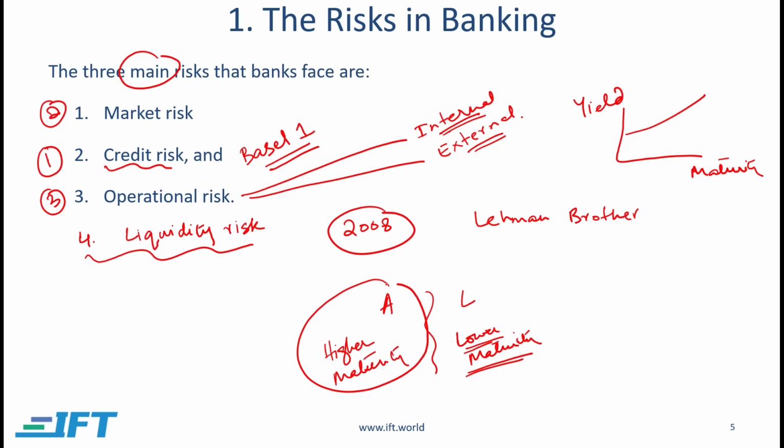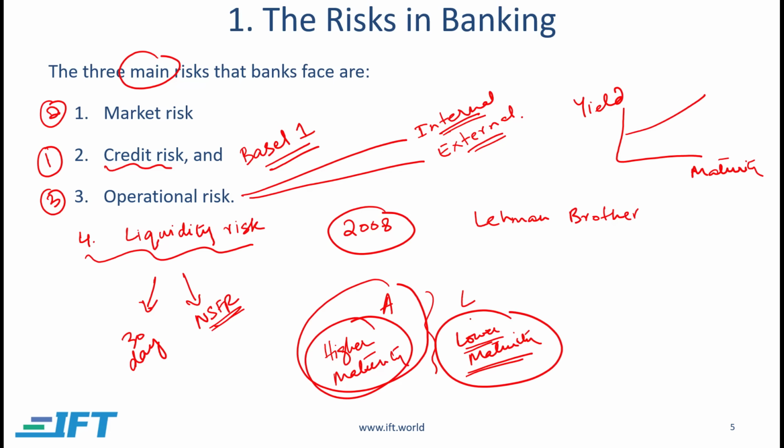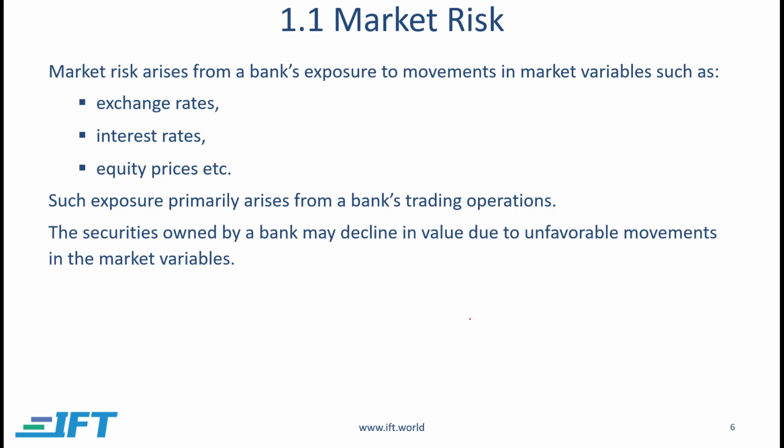We are going to talk about it, especially the net stable funding ratio and the 30-day stress test, where we check if the bank has enough money if they had to pay their liabilities for 30 days, number one. And number two, the net stable funding ratio is about checking the maturity matching between your assets and liabilities. Anyways, now let's talk about each one of them separately.